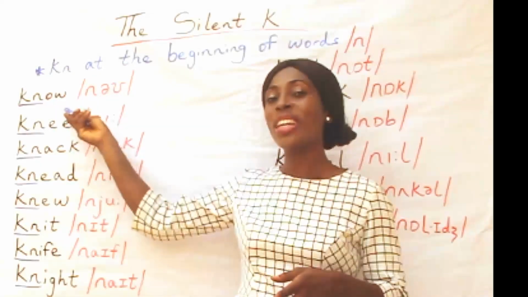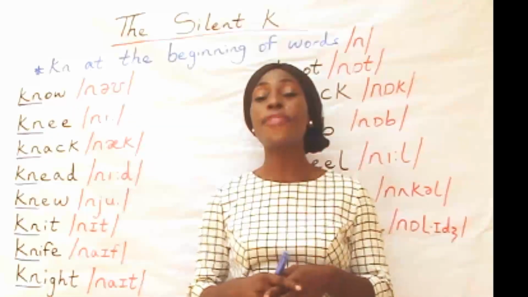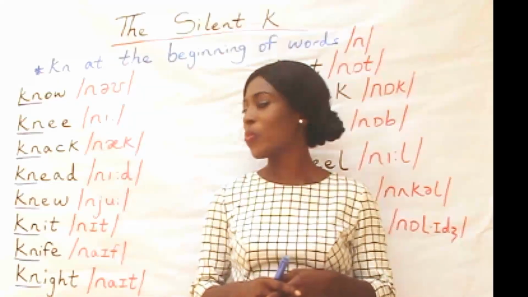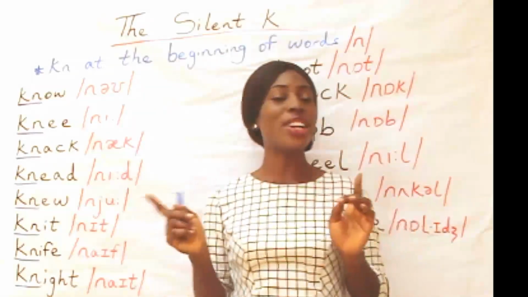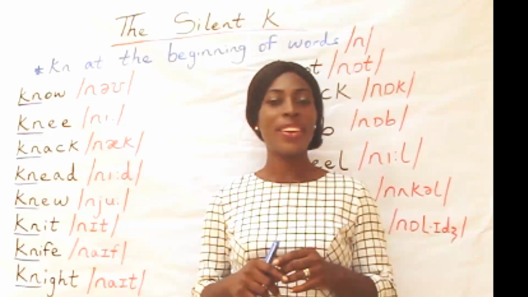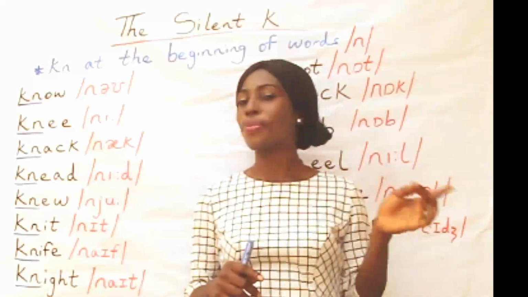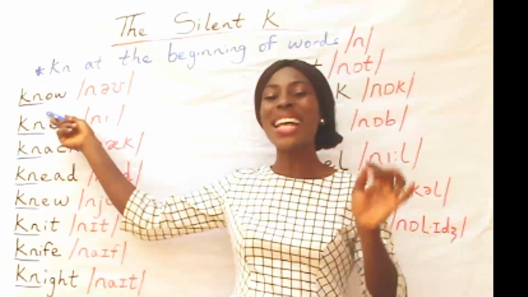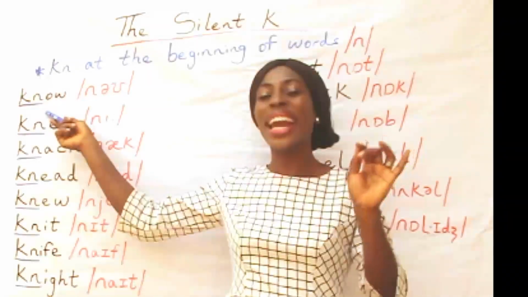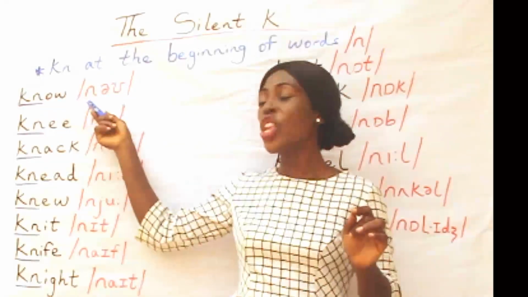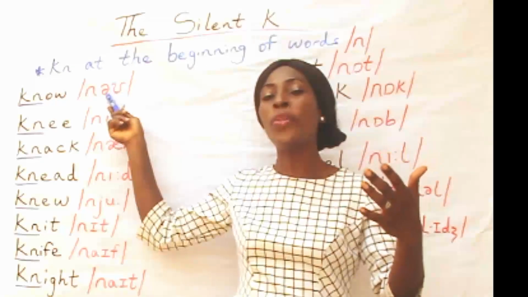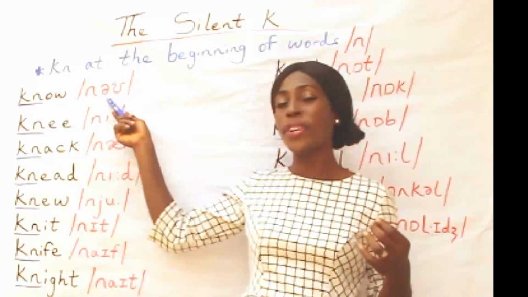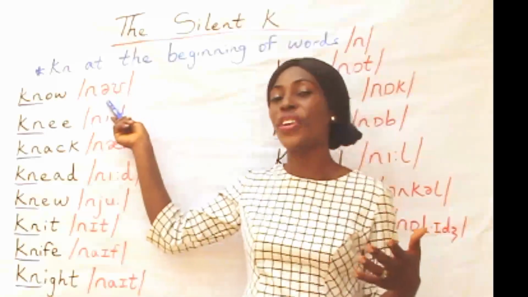Know. So it is different from this word, no. The word no doesn't have a K. It means negative. And this word, know, has a K, but the K is silent. When you're aware of something, when you realize something, I know exactly how you feel.